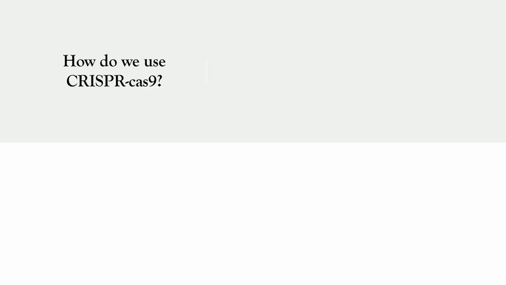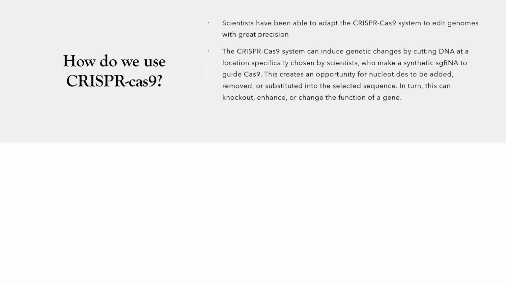So how do we use the CRISPR-Cas9 system? Now we know that it is a natural bacterial immune defense. Why is that important to us? How can we use it? Well, scientists have been able to adapt the CRISPR-Cas9 system to edit genomes with great precision. So the CRISPR-Cas9 system can induce genetic changes by cutting DNA at a location specifically chosen by scientists. So we know that CRISPR-Cas9 will cut DNA at a specific PAM sequence.